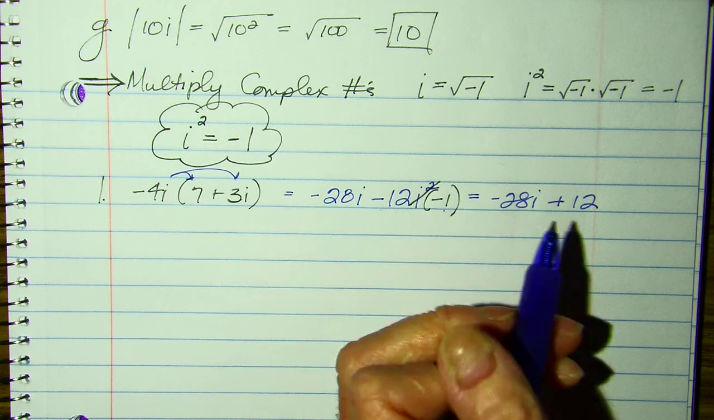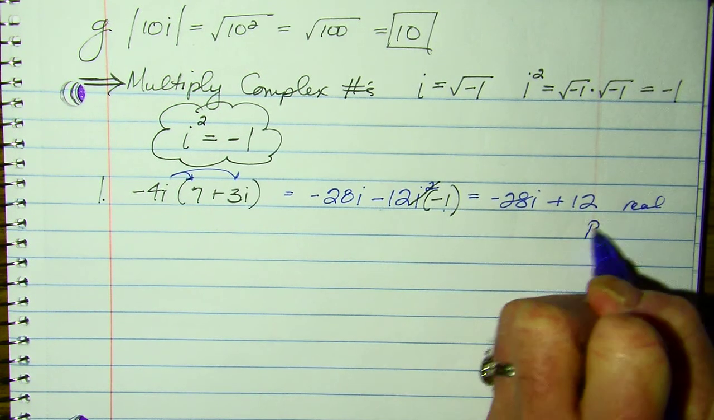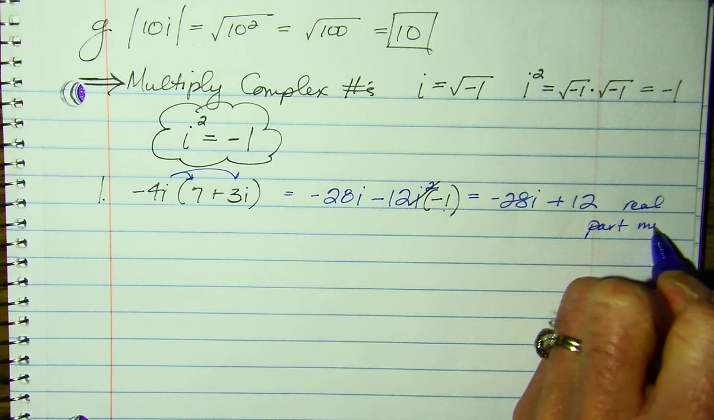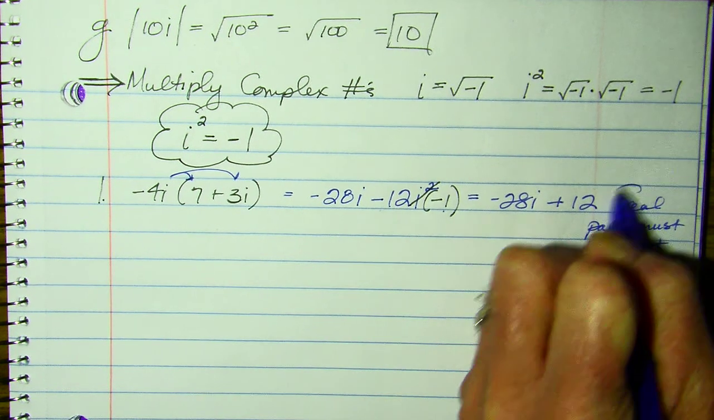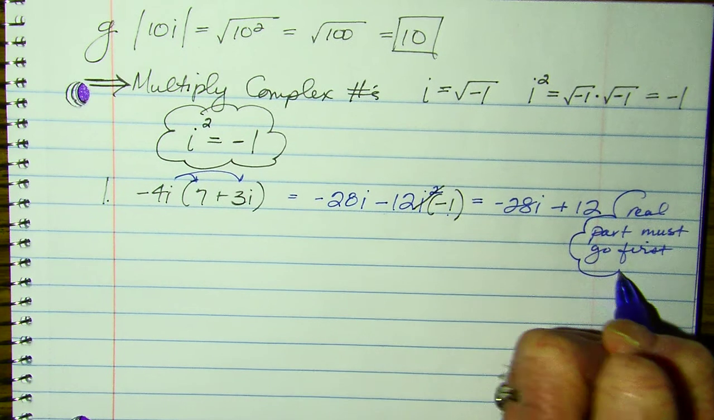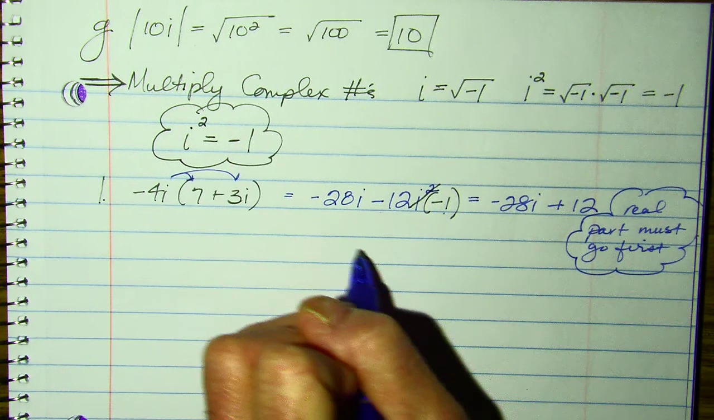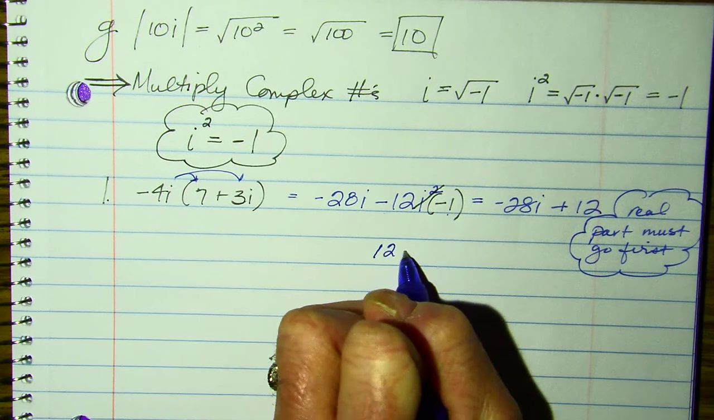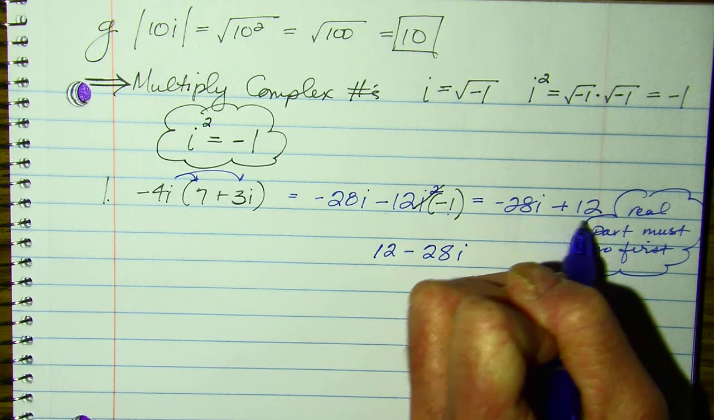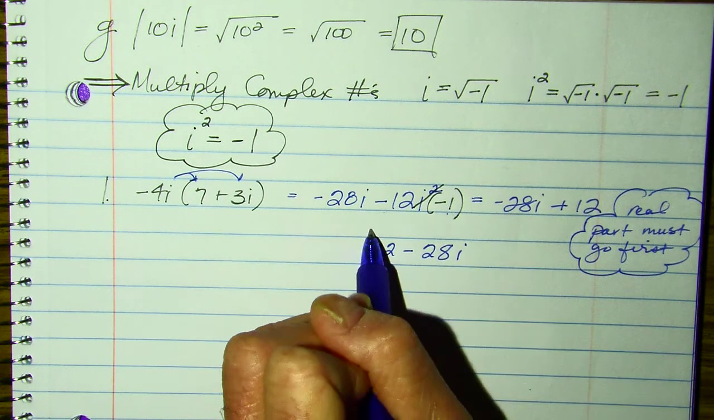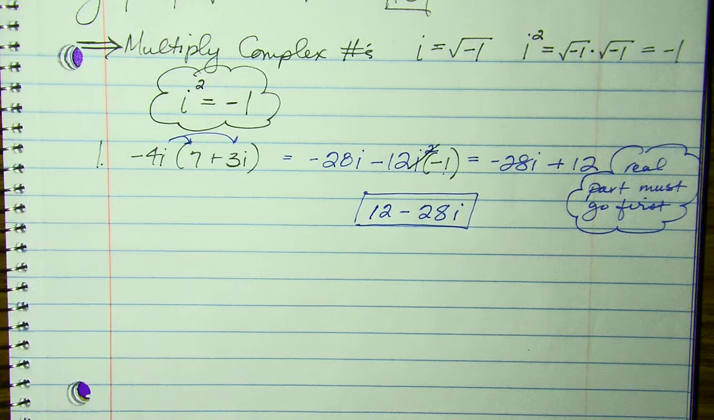Now when we write our answers, the real part must go first. So my final answer is 12 minus 28i. It's a positive 12, because that's a plus sign, and then a minus 28i. So we want to make sure we write our answers properly.